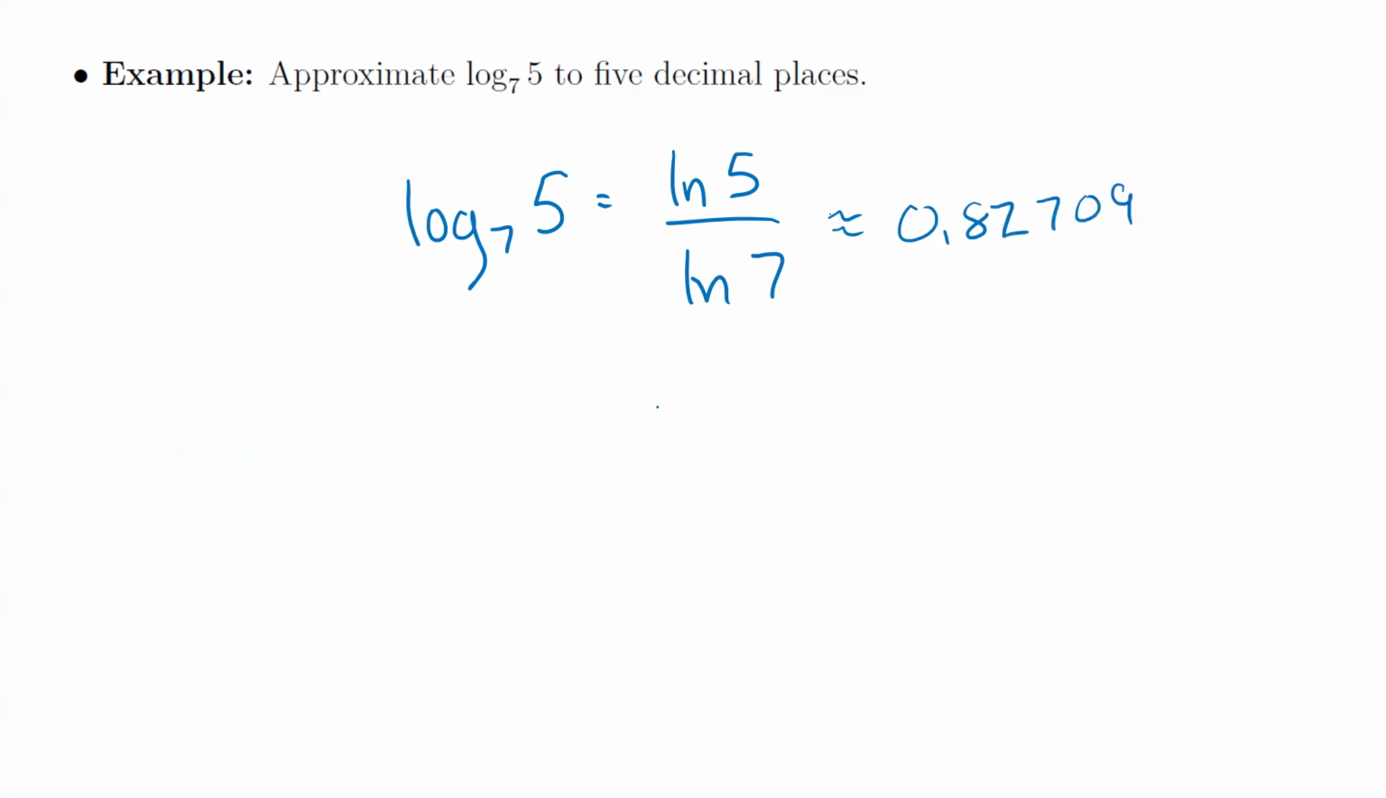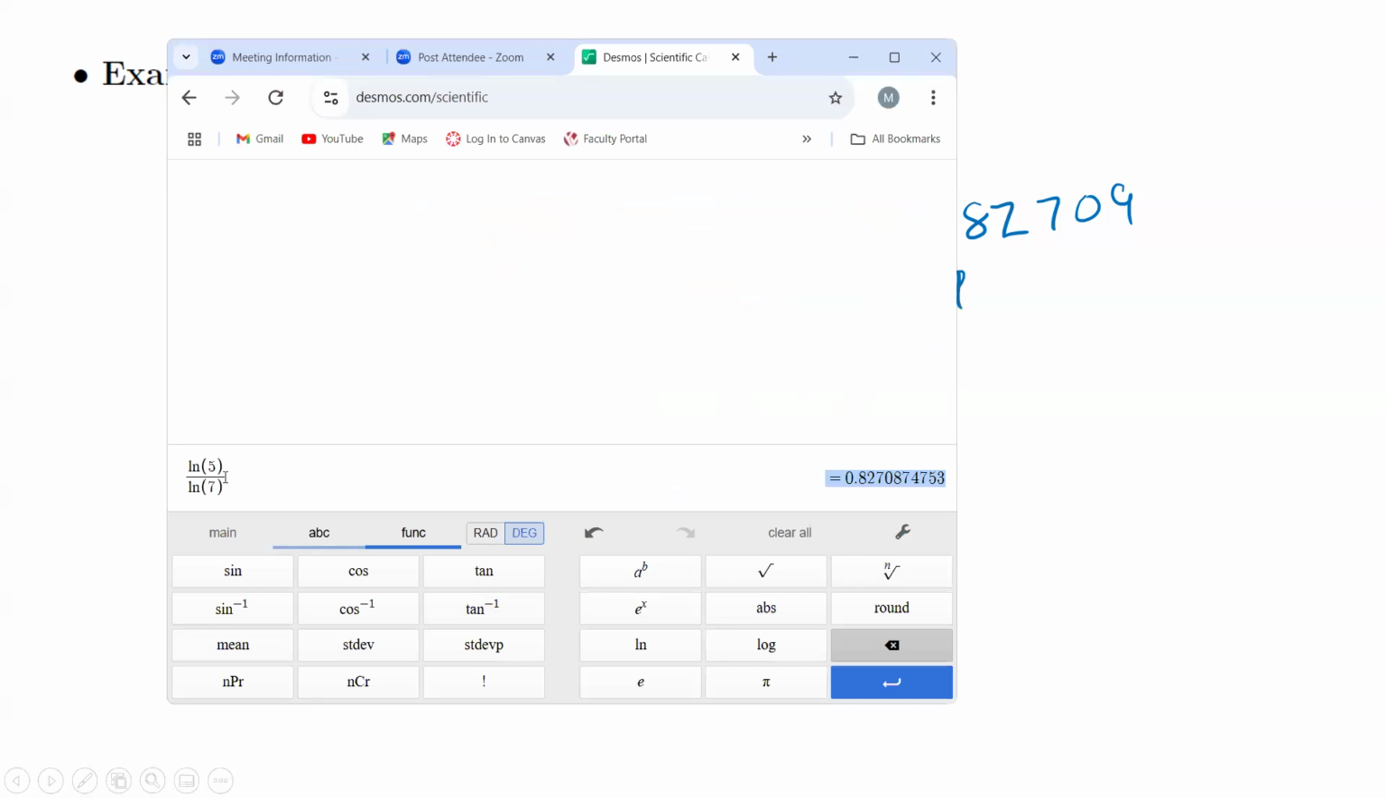All right. And also note that the common log would have worked just as fine, right? Log 5 over log 7 gives you the exact same thing. So just changing that to log, exactly the same answer.